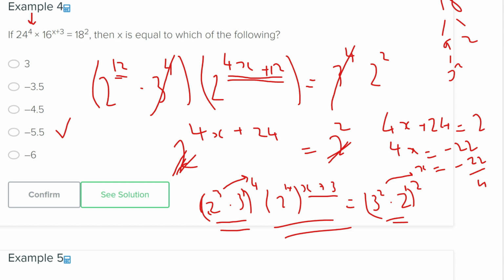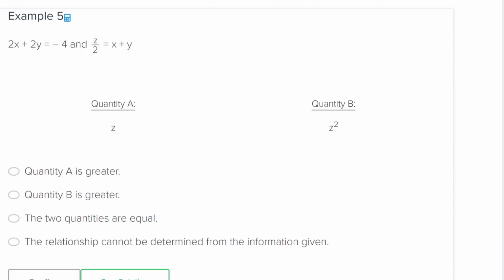A lot of steps, so feel free to rewatch or try this question again tomorrow and see if you remember how to do it. Again, the link is in the description. And also do check out my videos on exponents. Either way, let's finish off this test with question number 5.